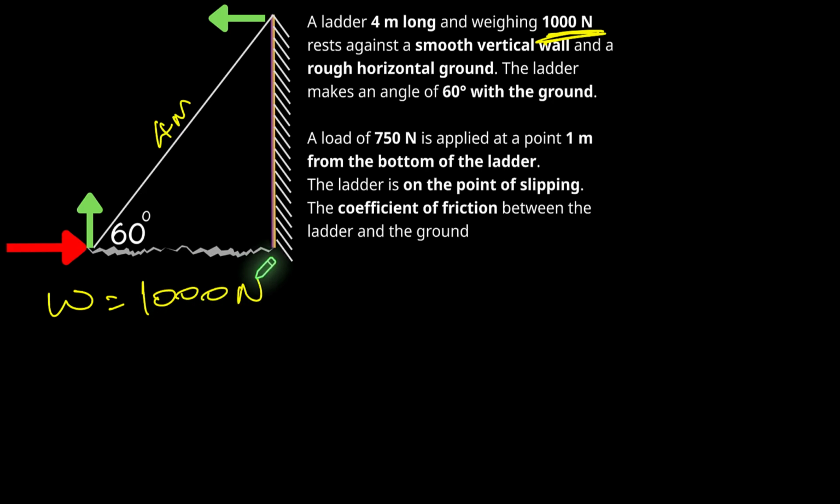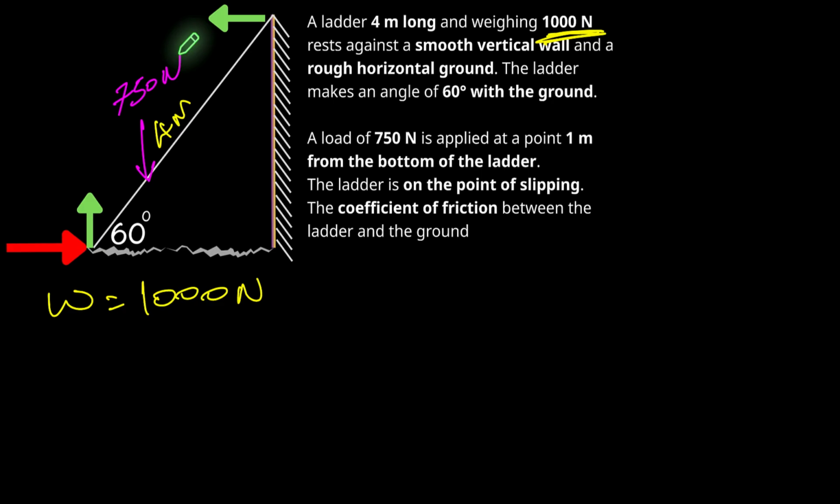Now it's resting against a smooth wall and a rough ground. And there is also a 750 Newton load acting 1 meter from the bottom. That could be, let's say, a person or something like that. So I'll just add that 750 right here. So that's 750 Newton acting 1 meter from the bottom.